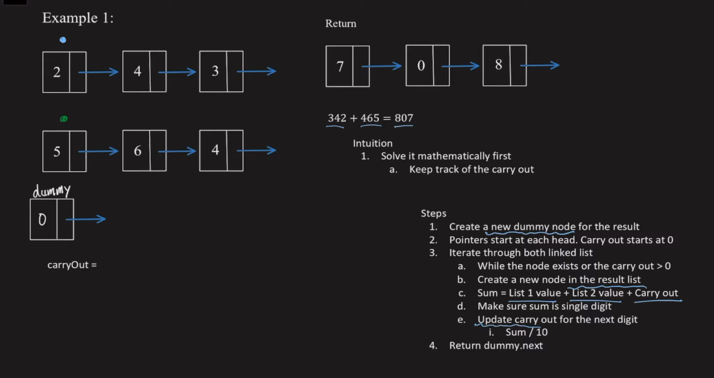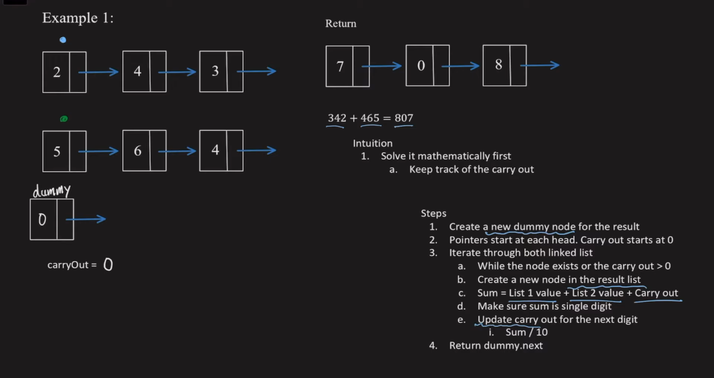Okay, so let's actually go through these steps. First, we're going to create a dummy node, and you can give it any number, in this case 0. And we're going to have 2 pointers starting at each head. We're going to start the carry out at 0.